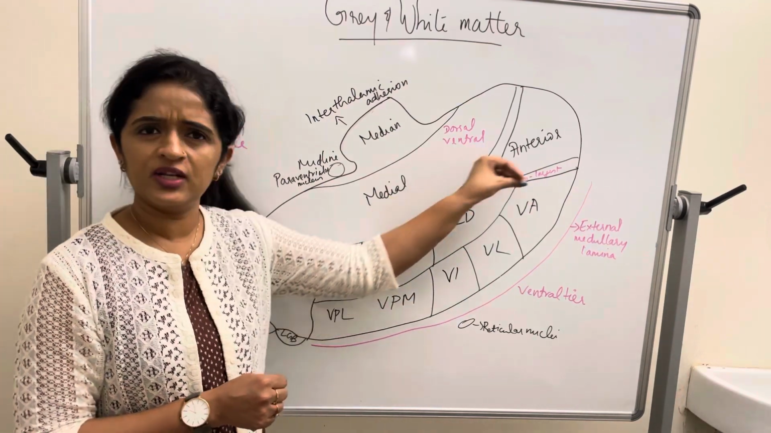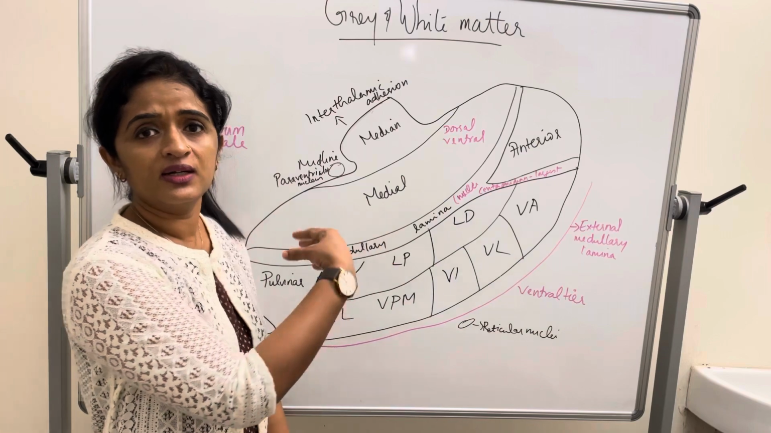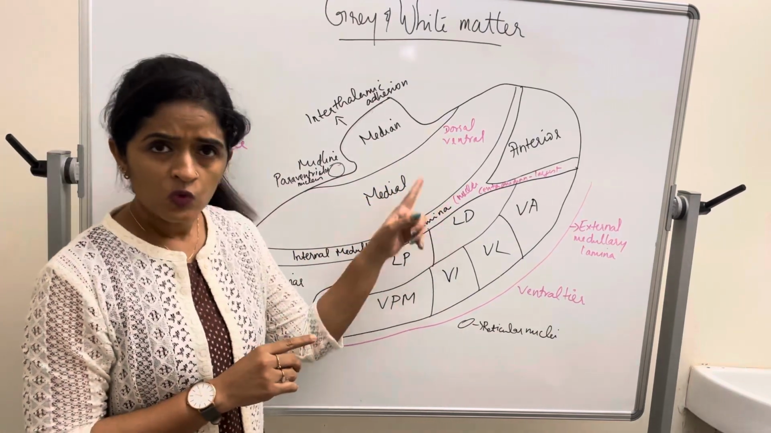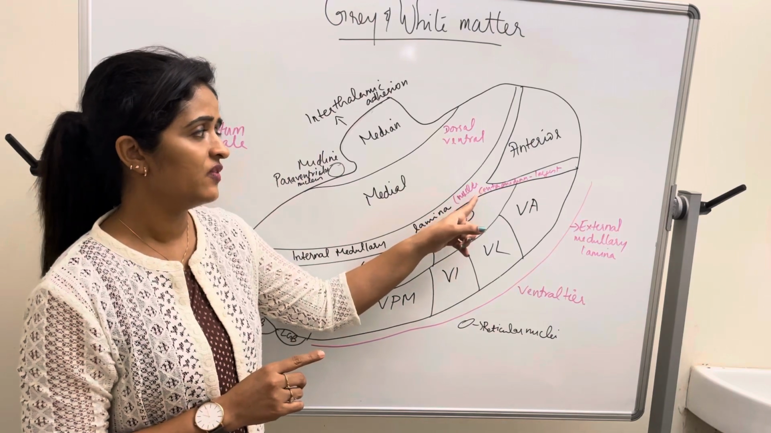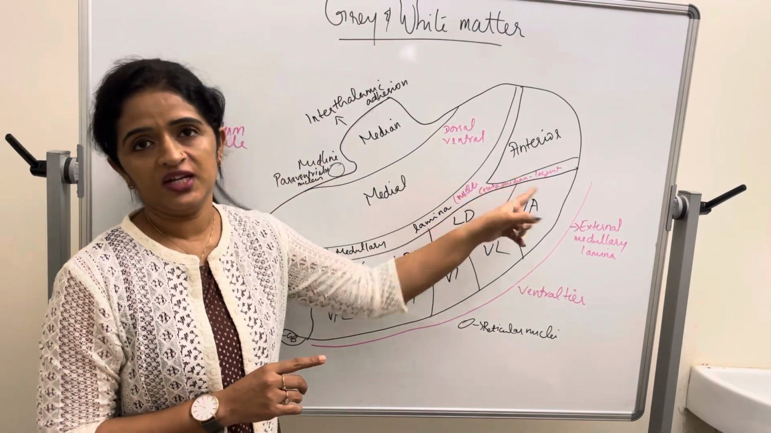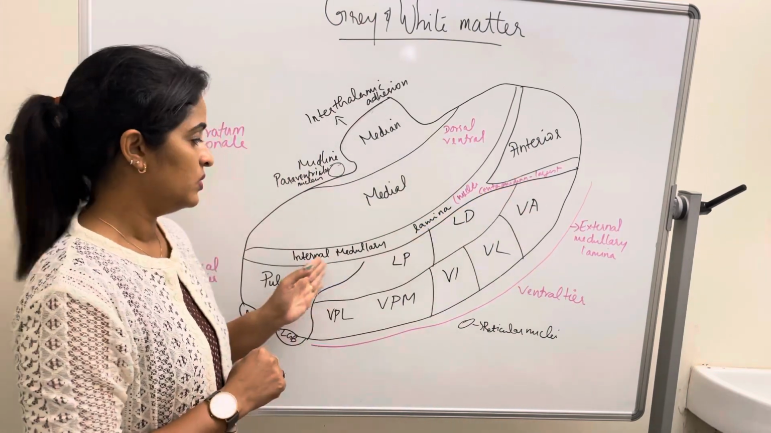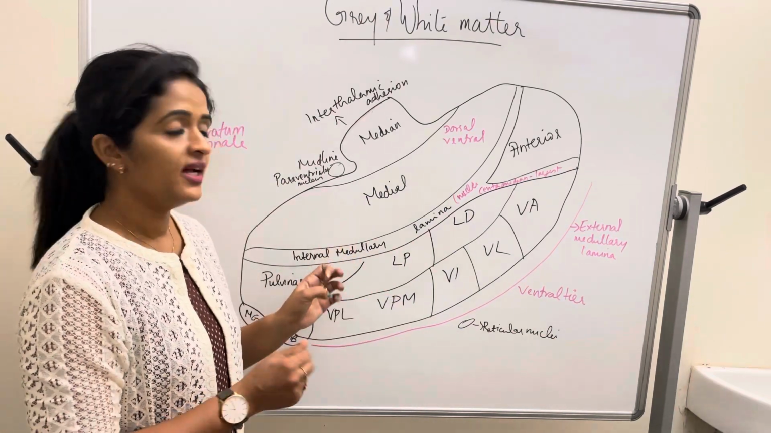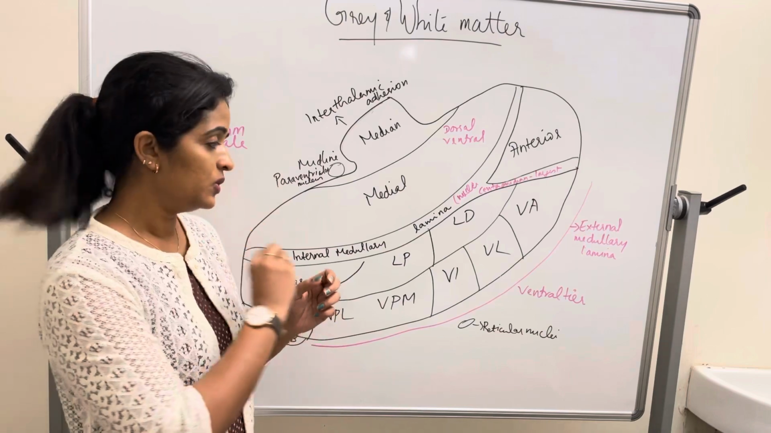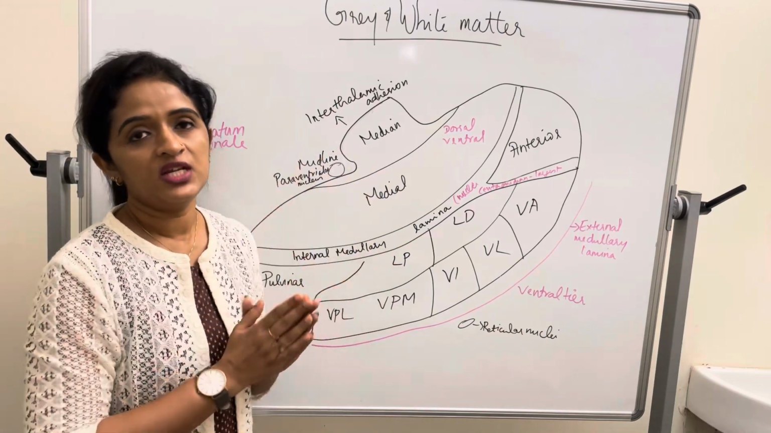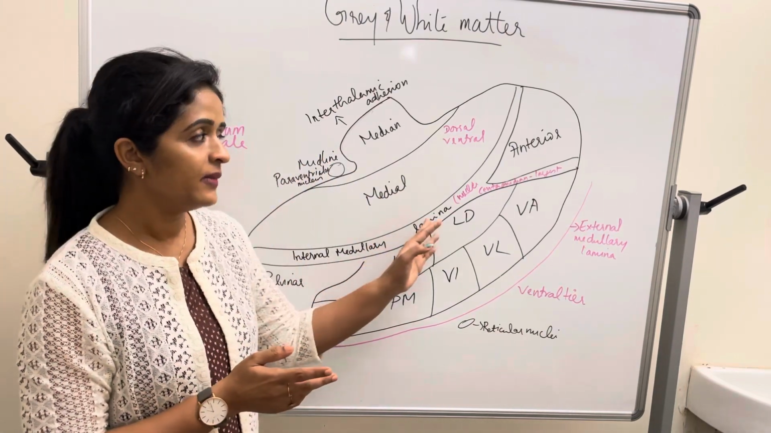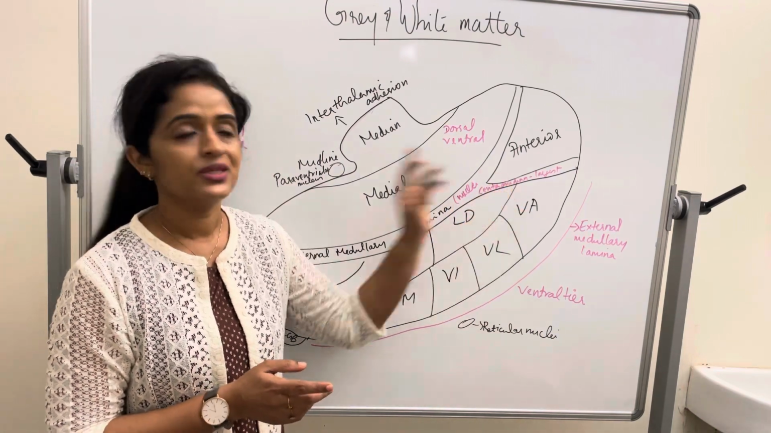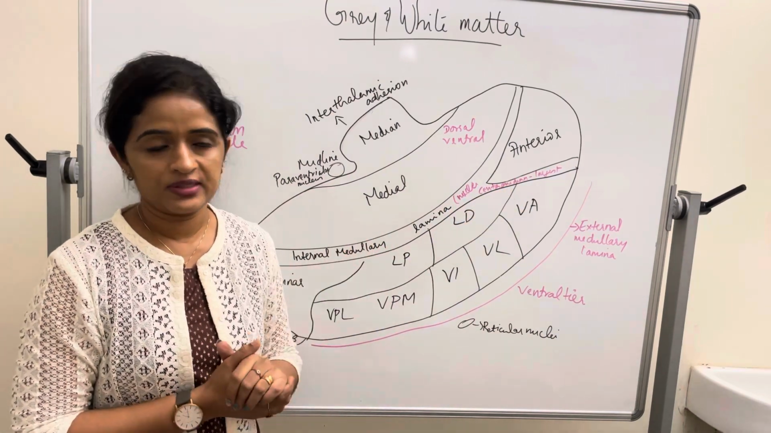The next group is seen within the internal medullary lamina. Within the internal medullary lamina, you can see much grey matter scattered along, and one of them is large enough, and that is known as centromedian nucleus. So within the internal medullary lamina, you can get many intralaminar nuclei scattered, and among them the largest one you call the centromedian nucleus.